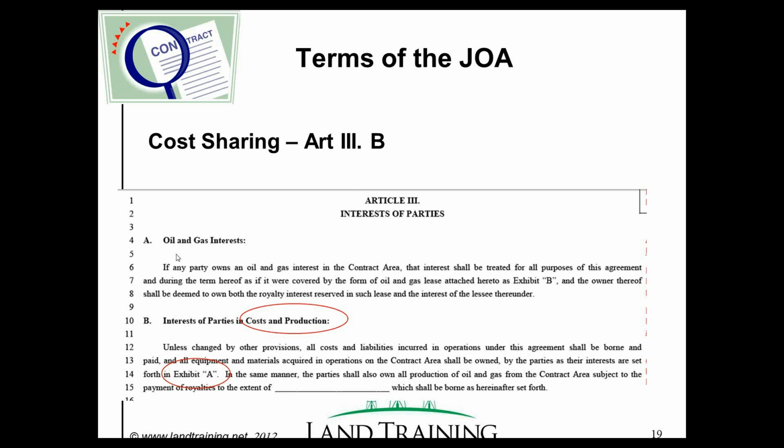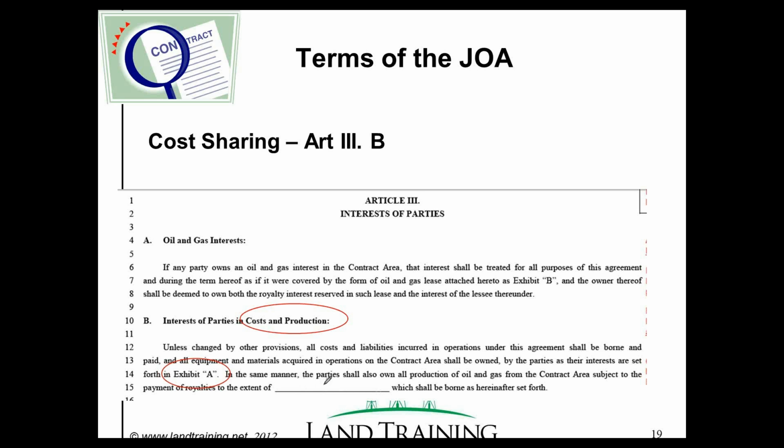Article 3B, that was the oil and gas interest. Article 3B says the interest is going to be set out as it is on Exhibit A, and we're going to put in a number here. It might be a 3/16 or a 1/8 here. So let's say it's a 3/16. That means the parties are responsible. In other words, the operator will pay all royalties up to 3/16. Anything over that amount is what's considered an excess royalty.